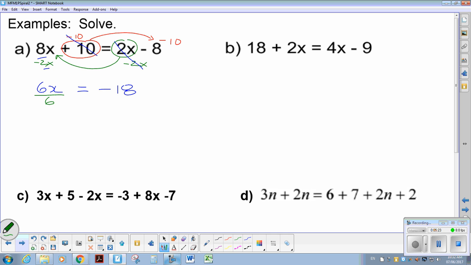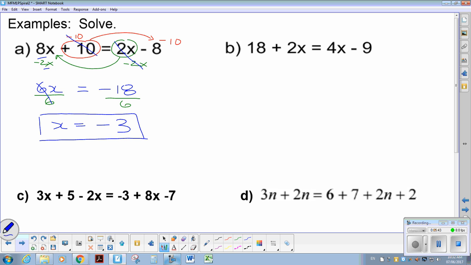I'm going to divide one side by 6, but whatever I do to one side, I must do to the other. So I divide by 6. Those inverse operations get the x by itself. Negative 18 divided by positive 6, so that would be a negative number, and there'll be negative 3 as our answer. All right. Question B.